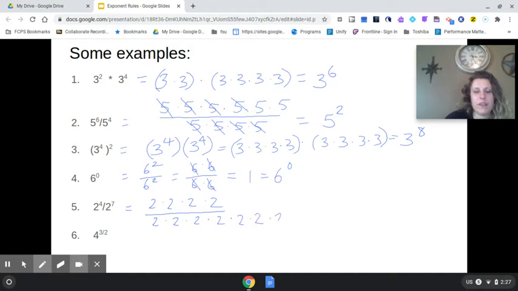I need one more there. There we go. All right, again, we're going to divide out those 2's. We see that all of the numerators divide out, but we have 3 2's left in the denominator. So that would be 1 over 2 to the 3rd.